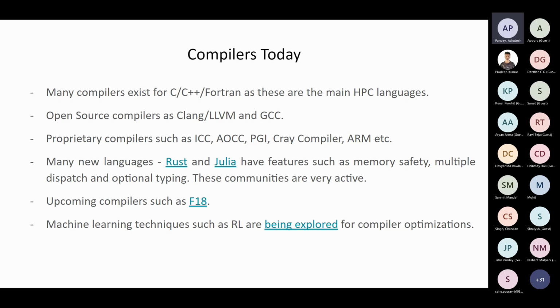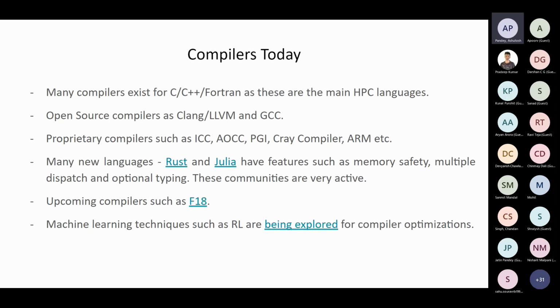So again, what's in it for today? There are many new languages that are coming up. Two good examples of them are Rust and Julia. Rust is a language that promotes memory safety, and Julia has a lot of features such as multiple dispatch, which is like function overloading, but instead of working at compile time, it works at runtime. So these languages are under active development, and a lot of stuff is being added to them today, and you can contribute to their compilers.